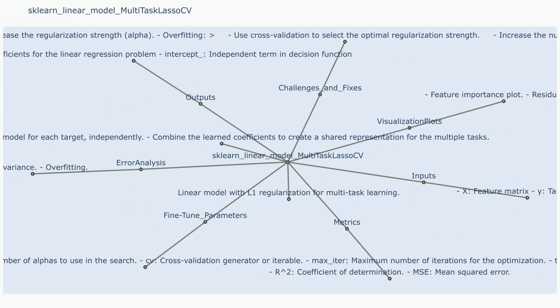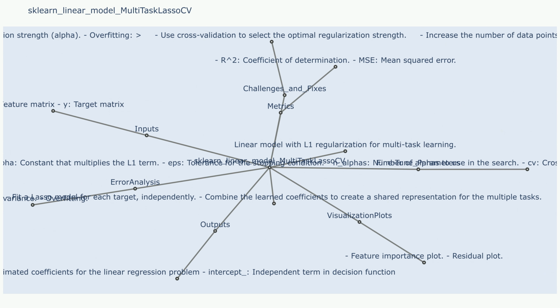Metrics: R2, the coefficient of determination, a measure of how well the model predicts the target values. Mean absolute error, a measure of the average absolute difference between the predicted and actual values.